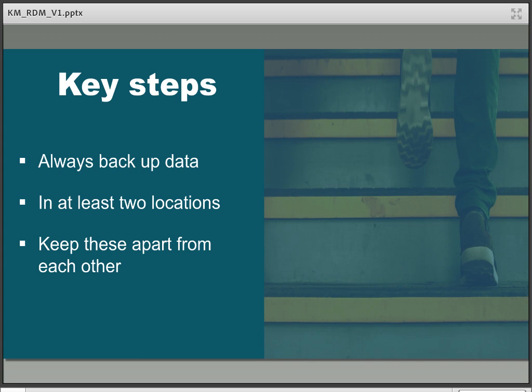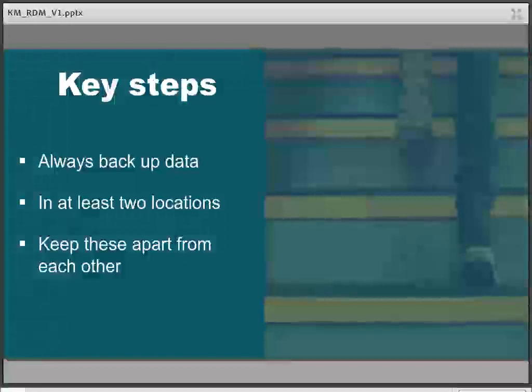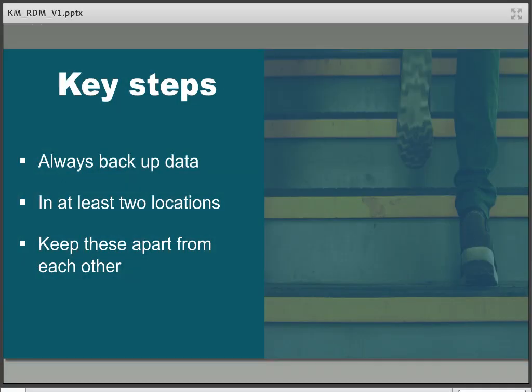So the main takeaway message of this section is always back up your information in at least two locations and keep these apart from each other. Again, it sounds really simple and like stuff that you probably do to a certain extent anyway, but you will have to think about this more formally when you're preparing something like a data management plan. They will ask to know what your backup and storage strategy is.